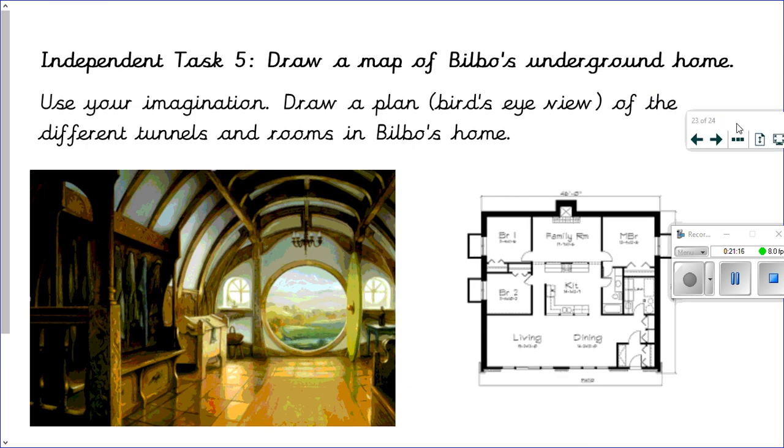And just for a bit of a break from all that writing, my fifth independent task is to draw a map of Bilbo's underground home. Use your imagination, draw a plan, like a bird's eye view of the different tunnels and rooms that might be underground in Bilbo's house. And I've shown you an example of how to draw a plan there. So that's just to give you a little bit of a break from all that writing.